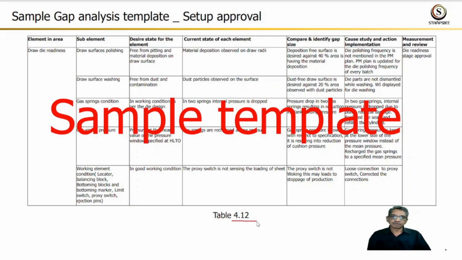Table 4.12 shows the sample gap analysis template for setup approval. In this template, some sample data is filled for your reference. It may be different from organization to organization. In this template, the first three columns, element in area, sub-element and desired state of the element, form a setup approval checklist. It will help you to approve setup in your industry. Link to Excel template is provided in the description box.